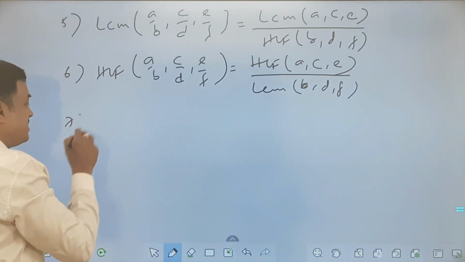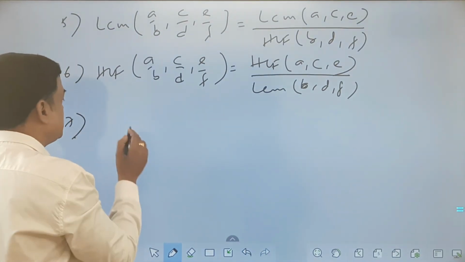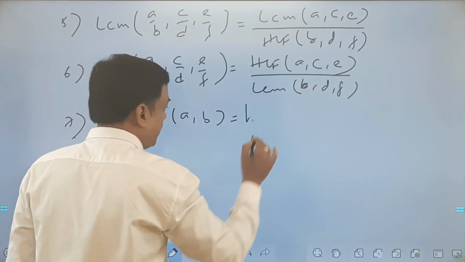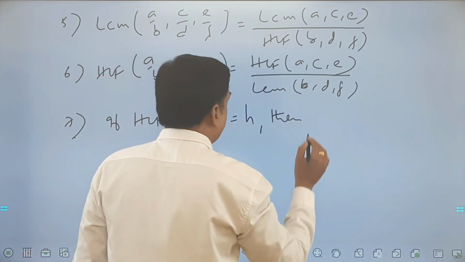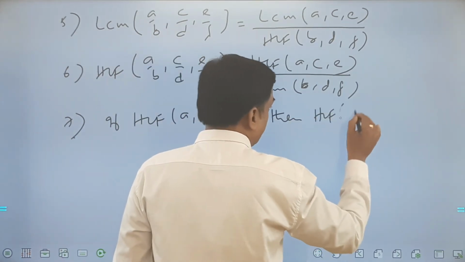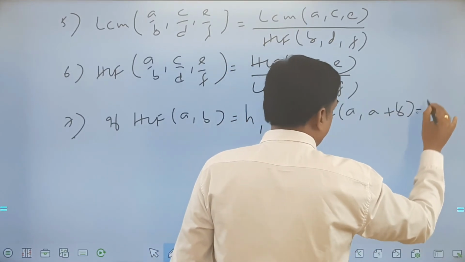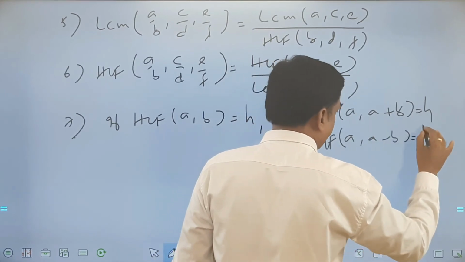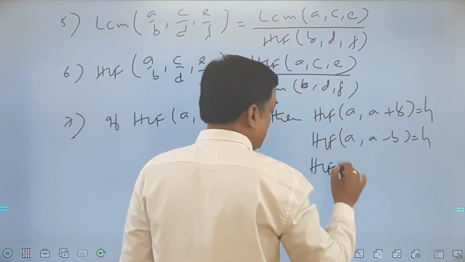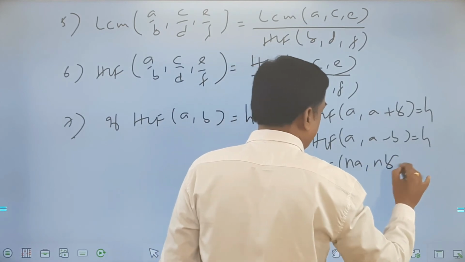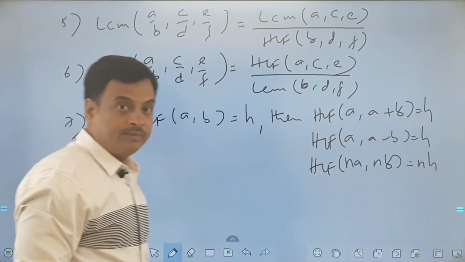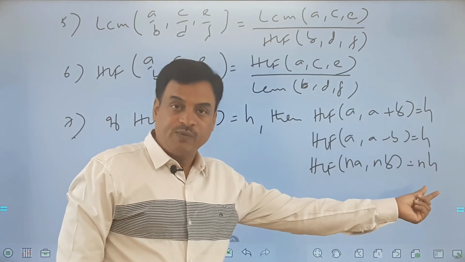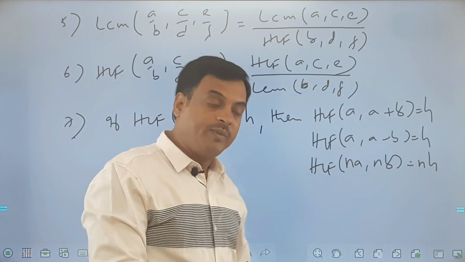Okay. Now point number 7, friends. If you say HCF of A comma B is equal to H, then HCF of A comma A plus B will be H, HCF of A comma A minus B will be H, and HCF of NA comma NB will be N into H. So that means if you double the numbers, HCF will be double. If you triple the numbers, the HCF will be triple. If you half the numbers, the HCF will also be half.